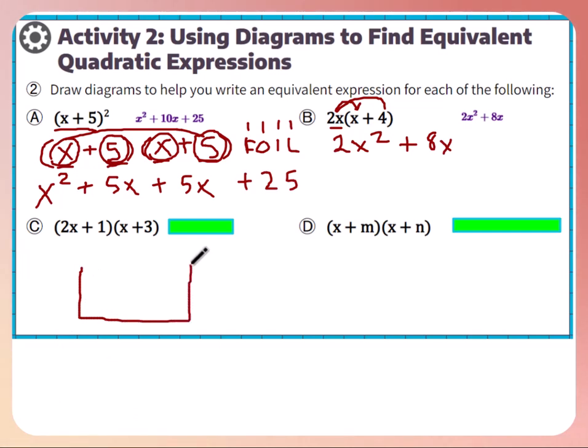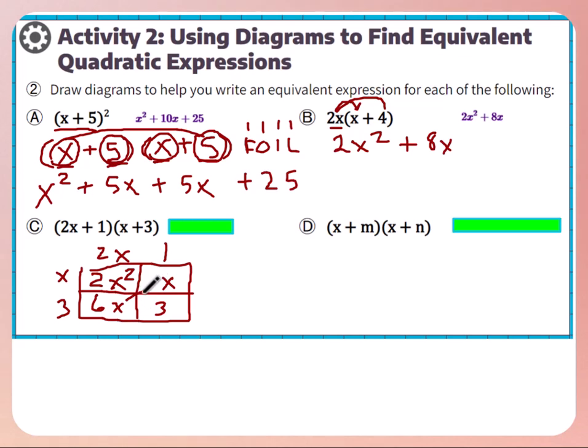All right, let's try the next one with the box method, just to get a look at that again. All right, I've got 2x plus 1. Put those terms across the top. You can put them along the side, it doesn't matter. And then x plus 3. I'm going to put those along the side. So I have 2 rows and 2 columns. 2x times x is 2x squared. 1 times x is x. 2x times 3 is 6x. And 1 times 3 is 3.